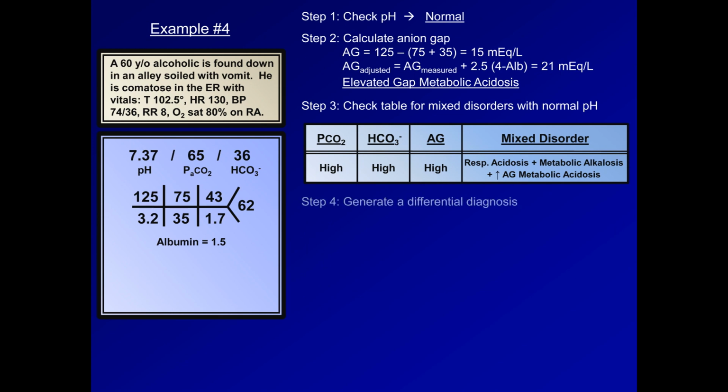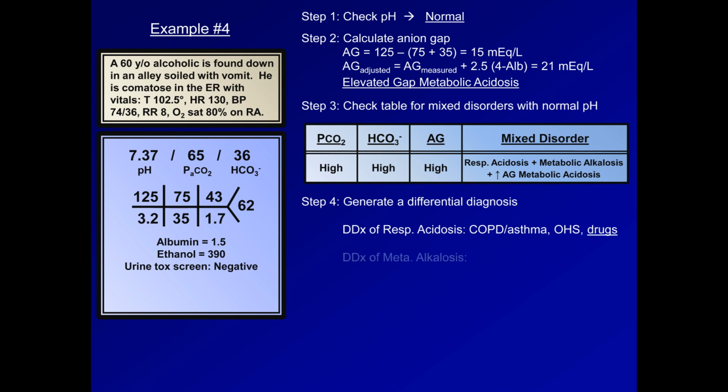Now, our final step will be to generate a differential diagnosis. You can reasonably start with any of the three disorders. I'll pick the respiratory acidosis. As before, we should first look at the possibilities of COPD, asthma, OHS, and drugs. Given the history here, drugs seems like the most likely of these. So we check an ethanol level and see it is extraordinarily elevated at 390 milligrams per deciliter, which is 5 times the legal driving limit here in California. Since alcohol and drugs often go together, we should also check a urine tox screen, which in this case is negative. So the respiratory acidosis is well explained.